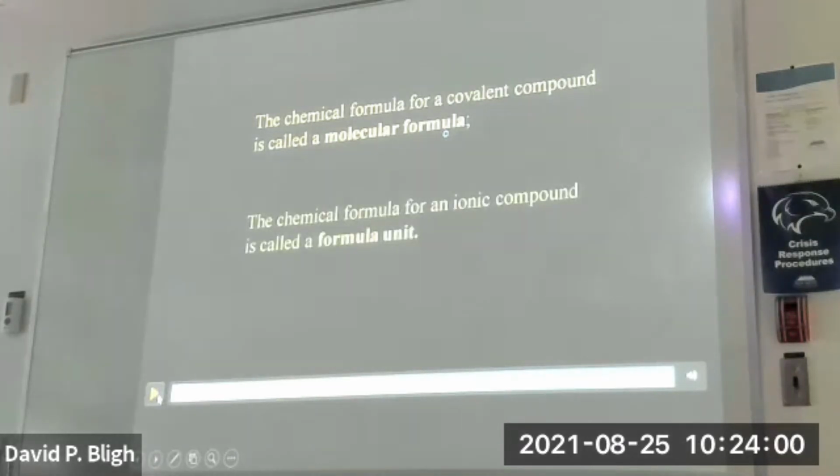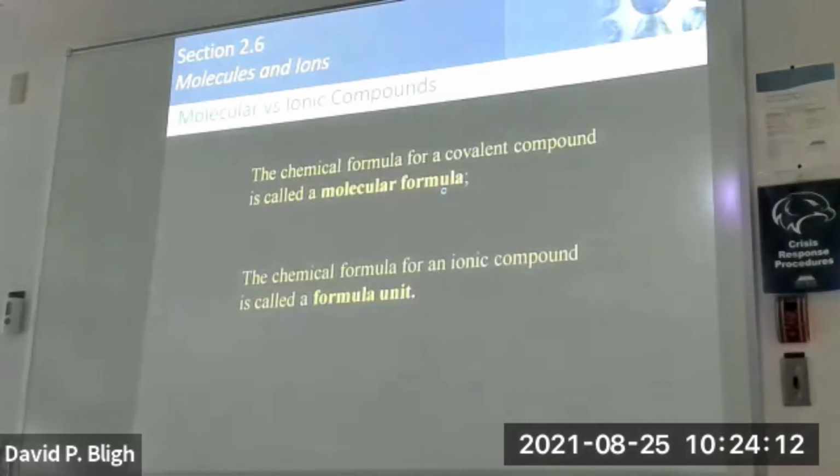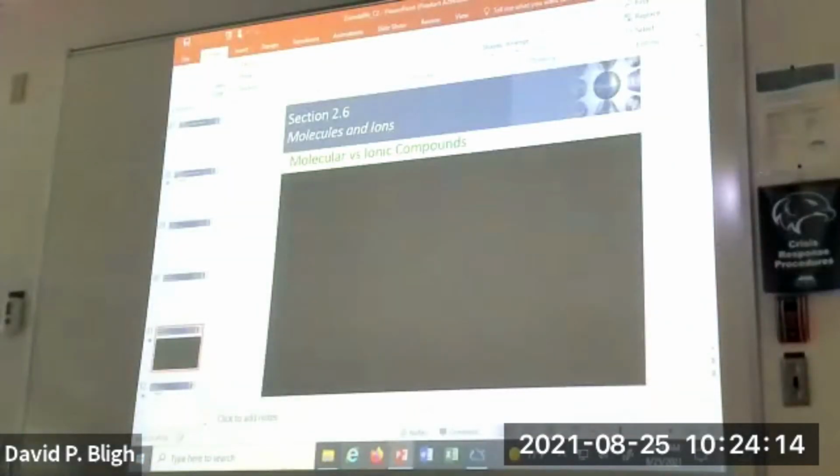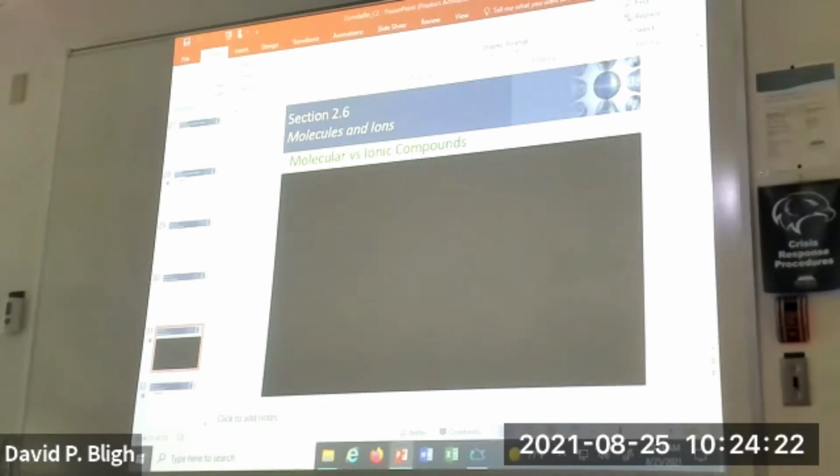I'm going to try something. Hold on just a second. I've adjusted the volume all I can right now with the slideshow running. I'm going to stop the slideshow and see if I can do anything else with volume. Then I'll restart the slideshow.